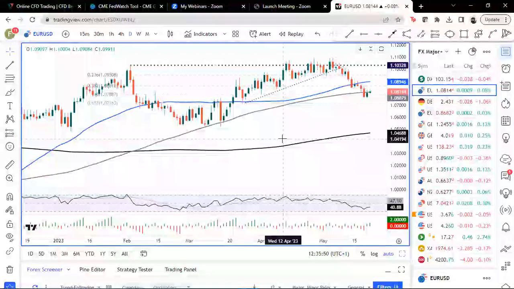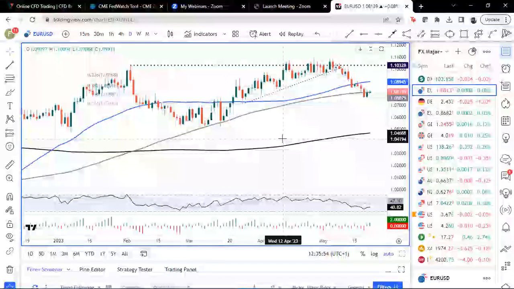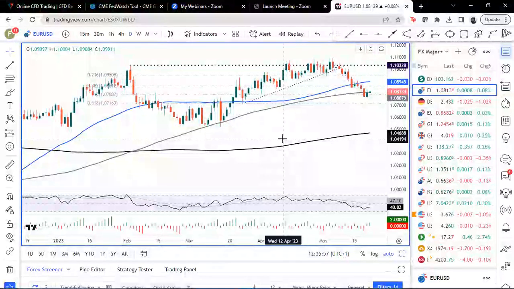We get the German IFO business sentiment survey, I said on Wednesday, but we have had the ZEW, which is a business survey as well, being quite disappointing.